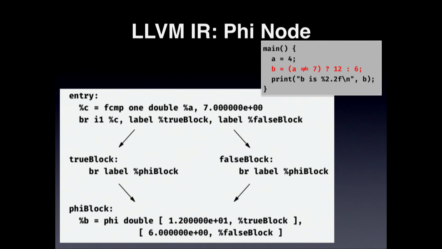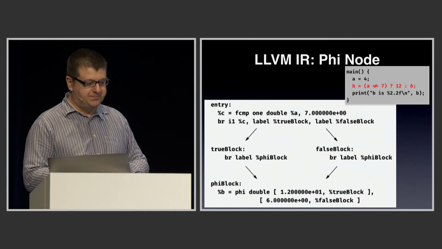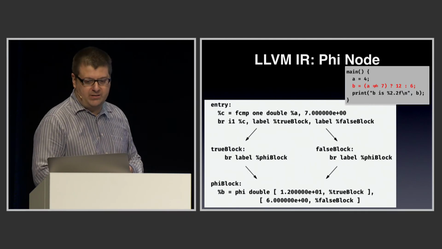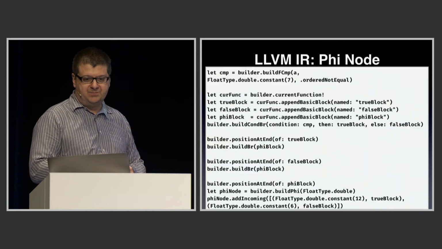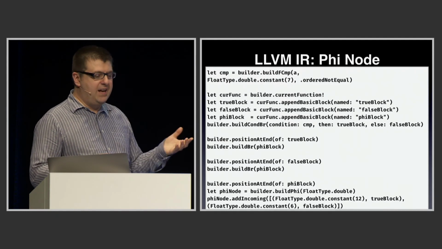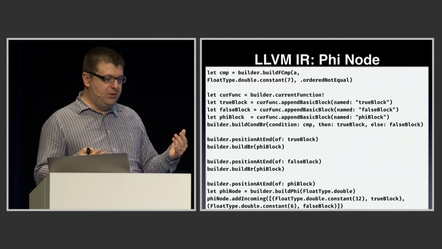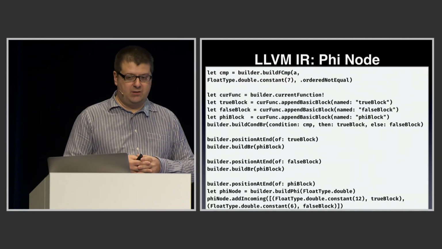So if the control came from the true block, the value is going to be set to 12. If it came from the false block, then the value is going to be set to 6. So this is how you can do loops and branching with LLVM IR. That's why I added the ternary expression, so I could show you this Phi node. And finally, we see how we could create this construct in Swift.